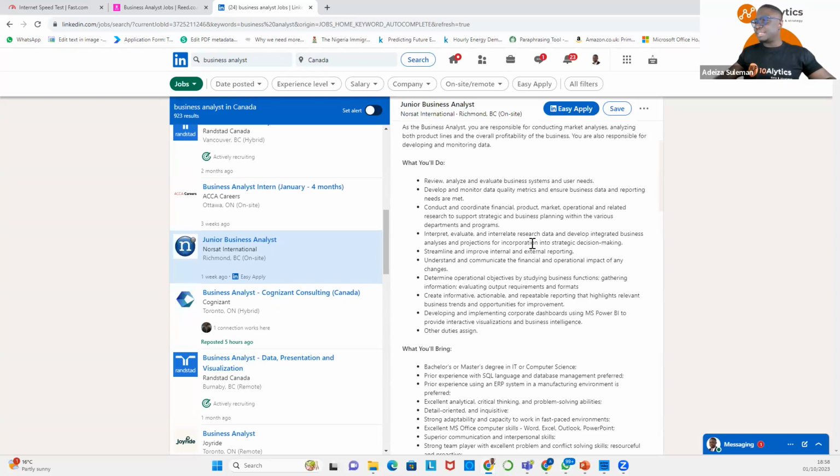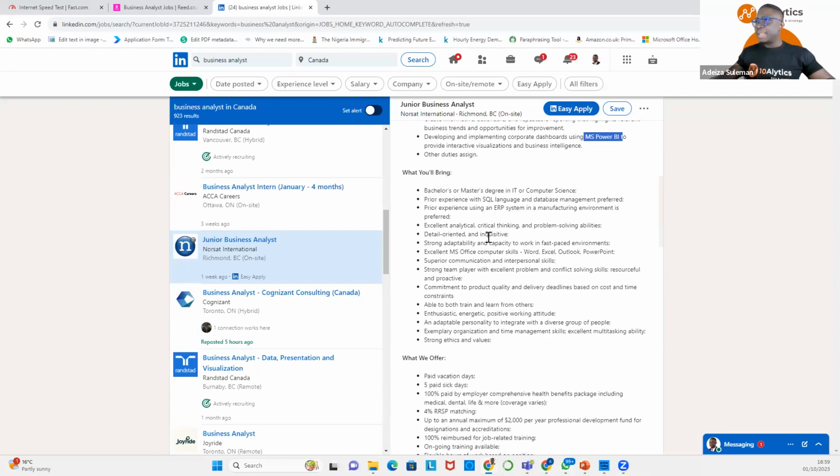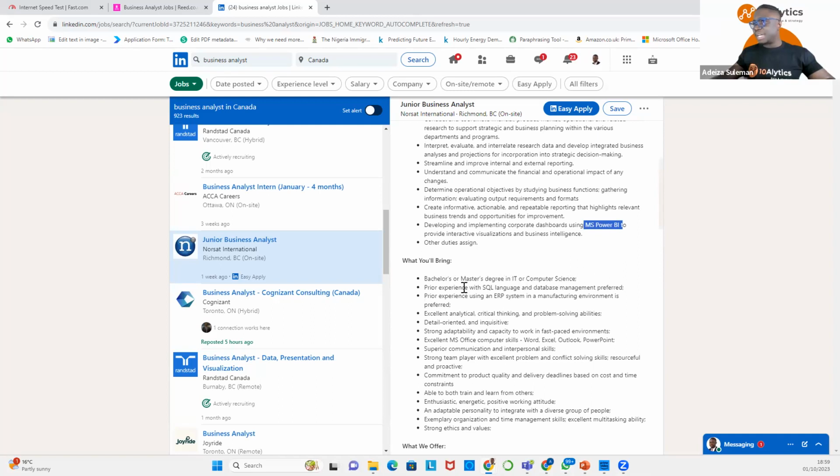So let's look for the skills, the tools they want you to know. And let's see. So review, analyze, evaluate business systems and user needs. All right. Conduct financial, determine operational objectives, developing and implementing corporate dashboards using Microsoft Power BI. All right, one of the tools you need to know, Microsoft Power BI. What you'll bring, bachelor's or master's in IT or computer science, prior experience with what? SQL, structured query language, all right, would be preferred.